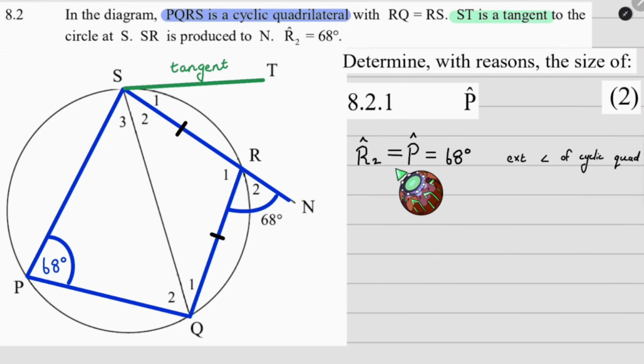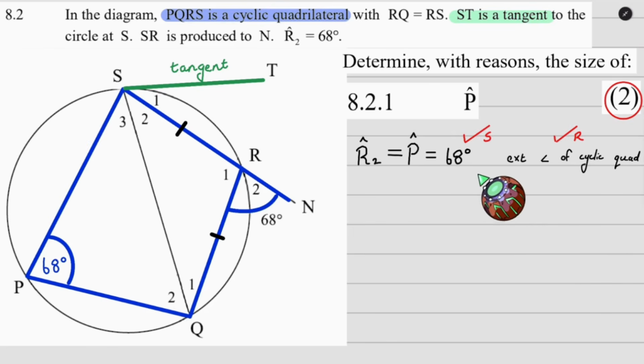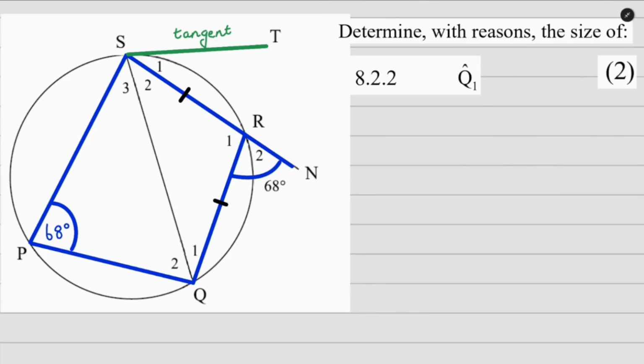We firstly have to state which angles we recognize were equal with that theorem. So we recognize that R2 was equal to P, and they both have a size of 68, and our reason was exterior angle of cyclic quad. And we're going to get 1 mark a pop for our statement and for our reason. Next up, we need to get the size of Q1.